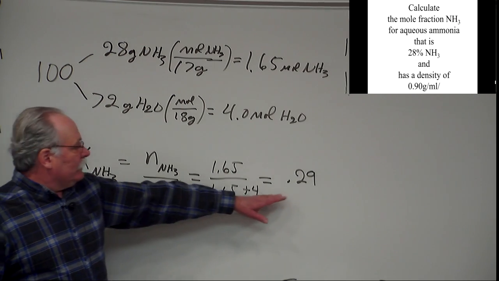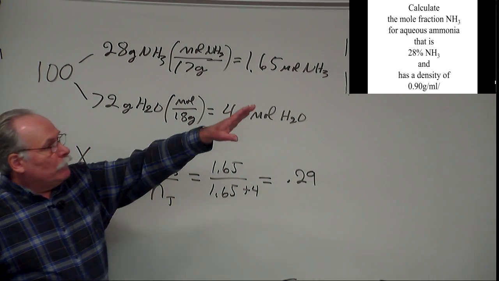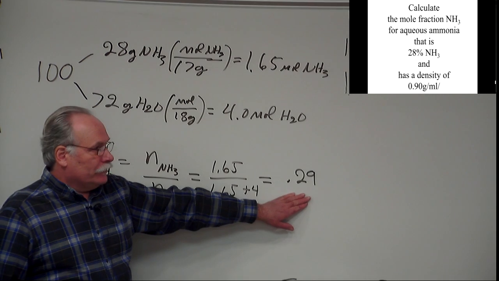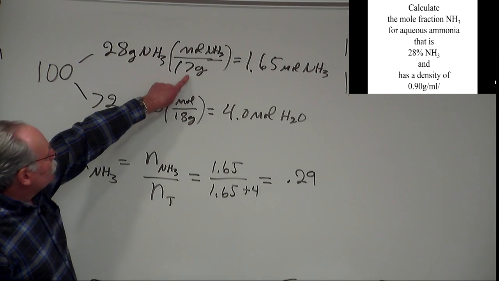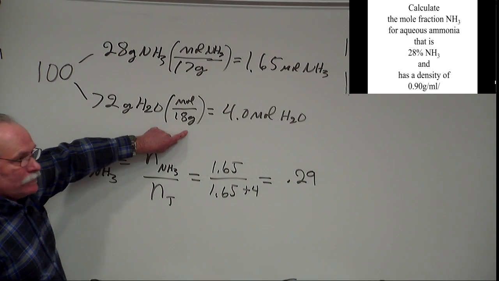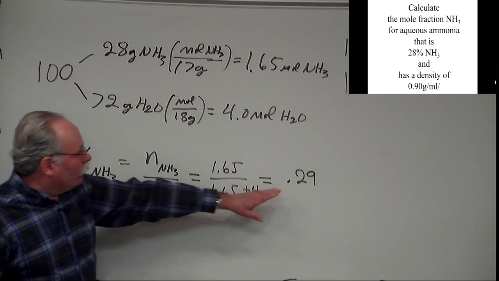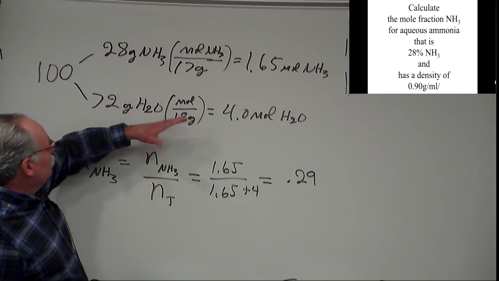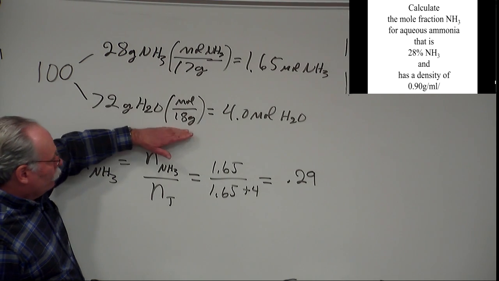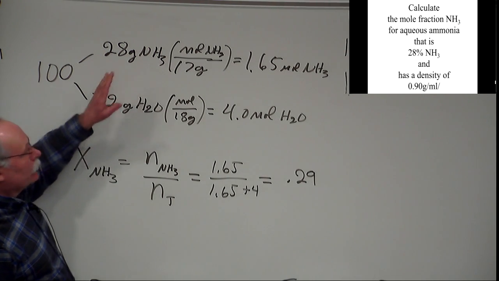And you ask yourself, does this answer make any sense? Well, the mole fraction and the mass fraction are very close to each other. And if I look at the molar masses, one is 17, one is 18. Since these are very similar, the mole fractions and the mass fractions will be similar. If these were very different, then the mole fraction would be very different than the mass fraction.